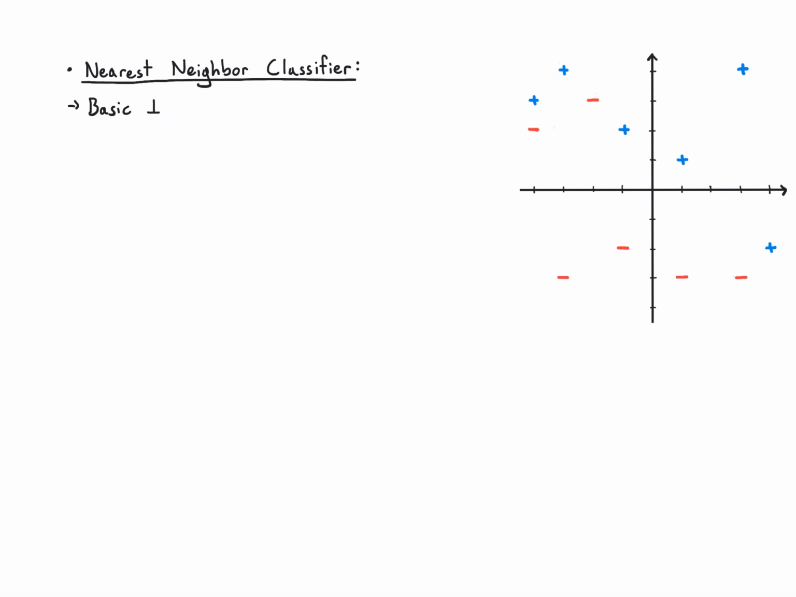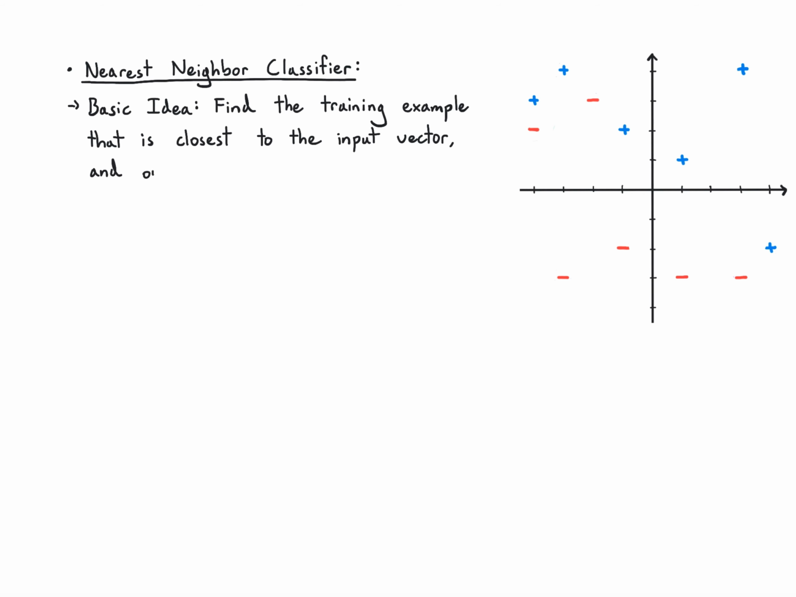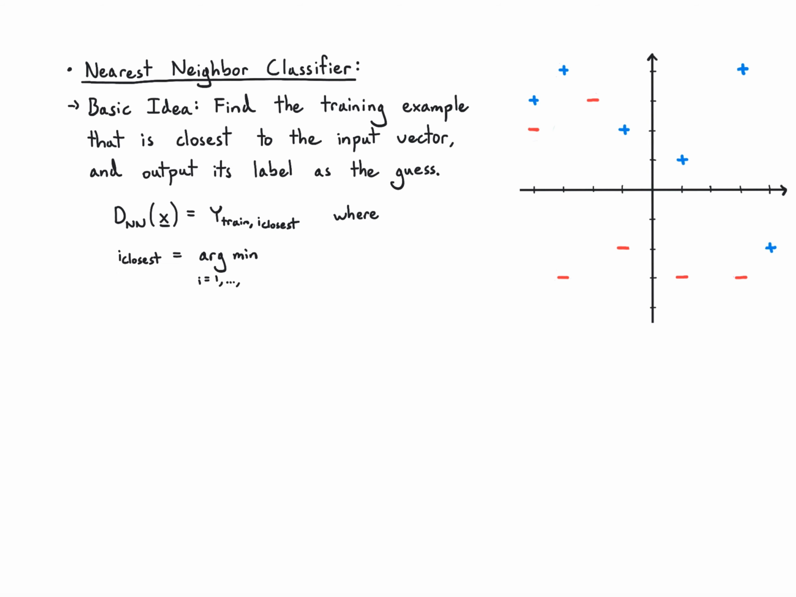Okay, so the basic idea here is all I'm going to do is find the training example in my training data set that is the closest to my input vector. And then I'm just going to say that I think that input vector has the same label as that training example. Okay, so I just look at my input vector, find the closest point. So the index of that closest point is the argmin of this d-dimensional distance between my training examples and then my input vector, okay?